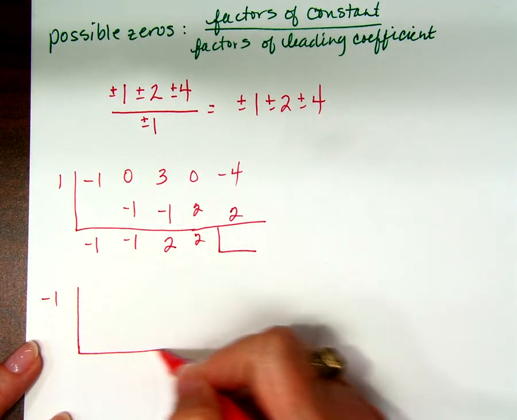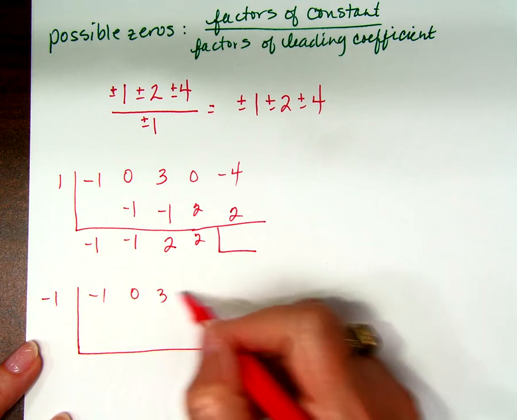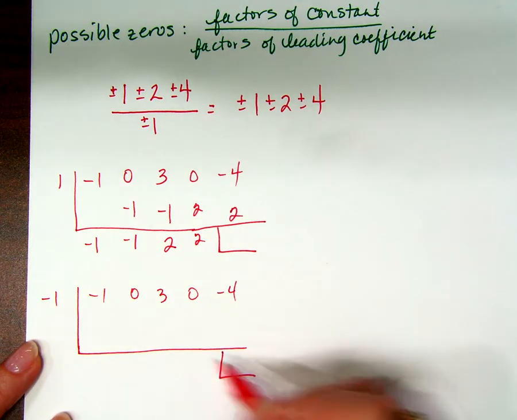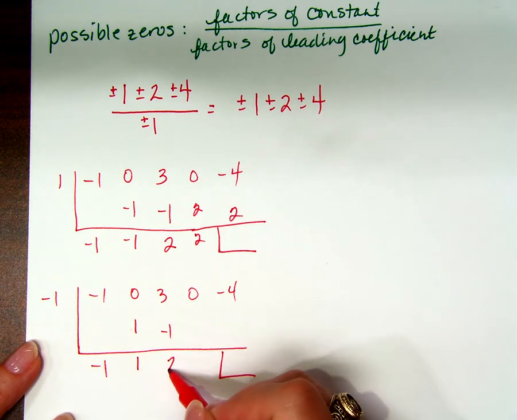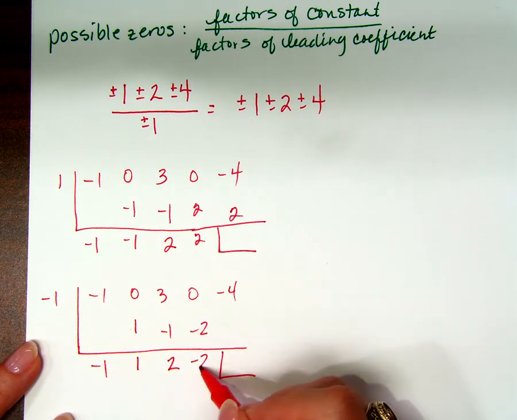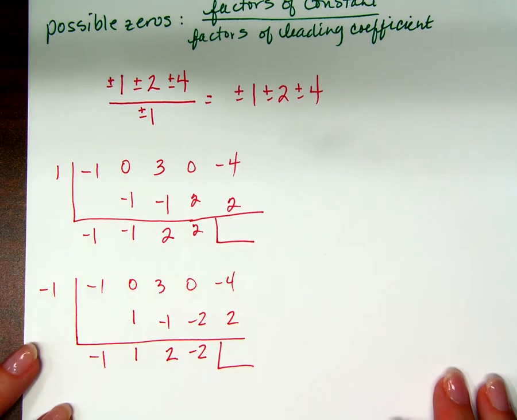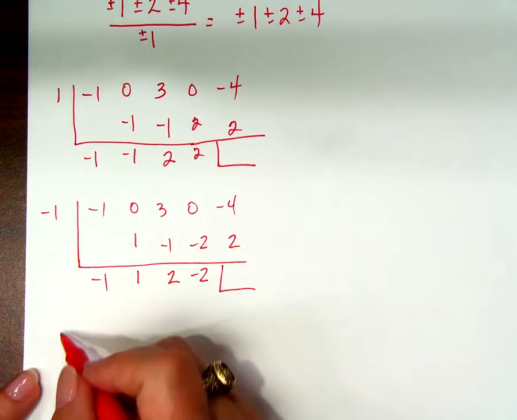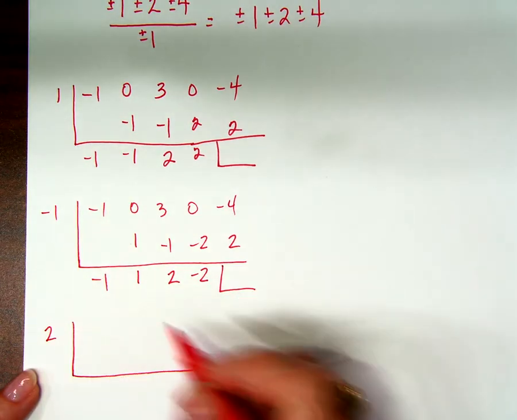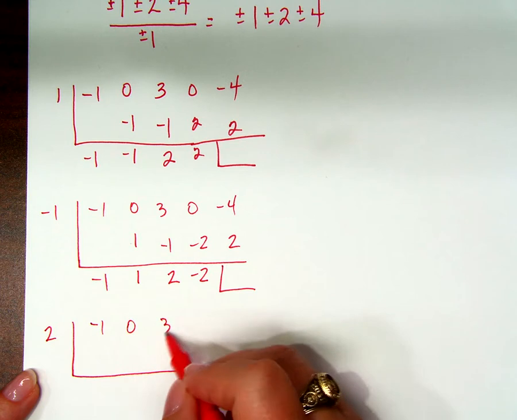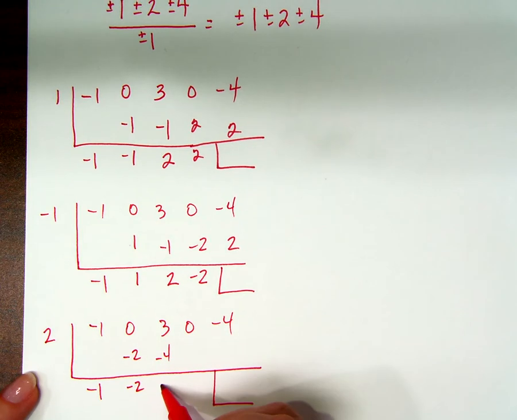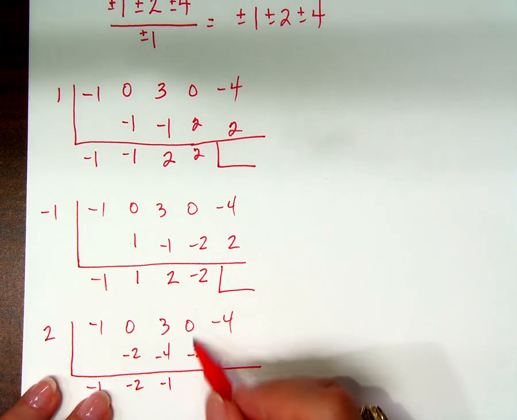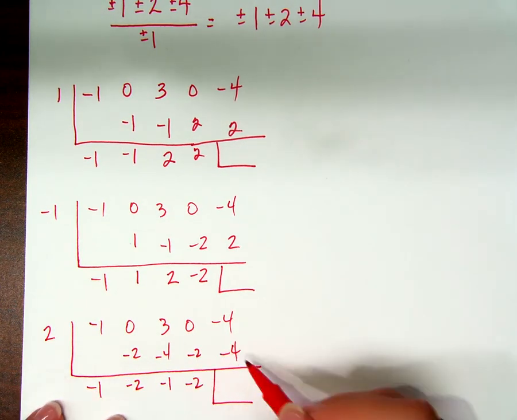What about negative 1? Negative 1, 0, 3, 0, negative 4, negative 1, 1, 1, negative 1, 2, negative 2, negative 2, 2. Still not going to be 0. Now 2: negative 1, 0, 3, 0, negative 4. Negative 1, negative 2, negative 2, negative 4, negative 1, negative 2, negative 2, negative 4.